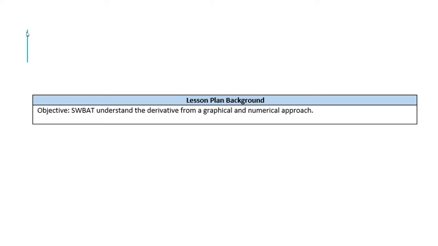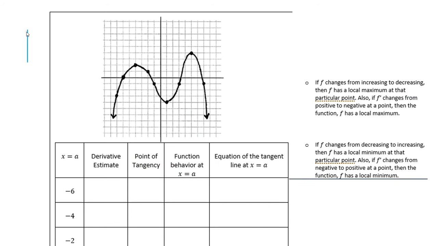Student will be able to understand the derivative from a graphical and numerical approach. So in this example, we have a function. I see in this table of values that I'm given multiple x values here on this first column. I am asked to estimate the derivative graphically.